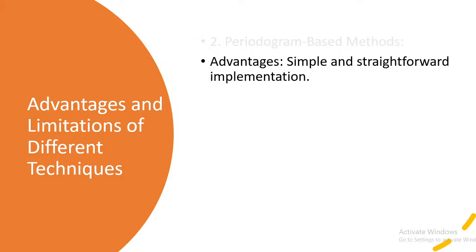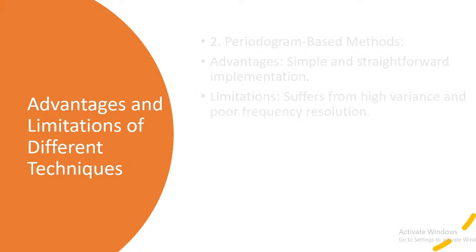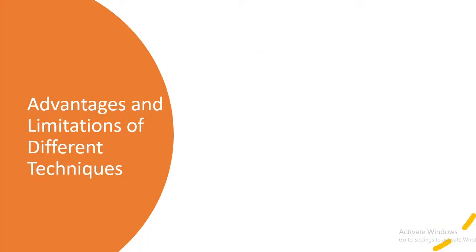Advantage is these are simple and straightforward implementations like Fourier transform. Limitation is they suffer from high variance and poor frequency resolution. Next. Welch and Bartlett method.